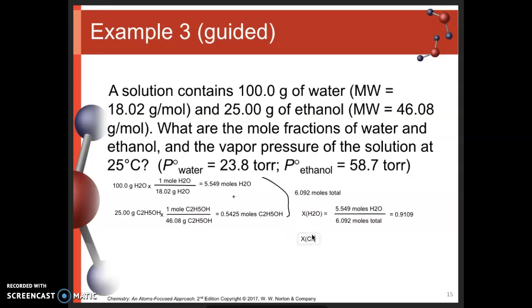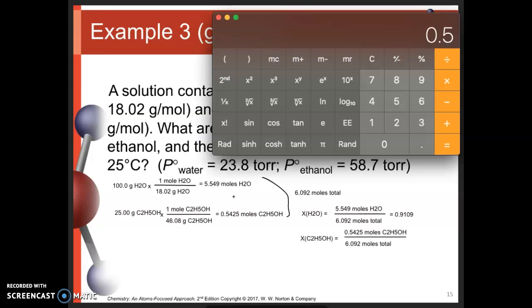The mole fraction of ethanol is 0.5425 moles of ethanol divided by 6.092 moles in total. 0.5425 divided by 6.092, to 4 significant figures as well, is 0.08905.